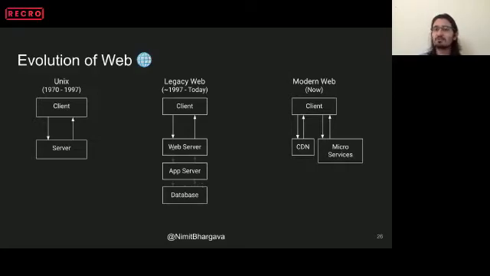And now we are moving towards more of a modern web, which is now. So now your client always interacts with a CDN, and it has these microservices that are running. These can be the application's microservices or third-party microservices, right?